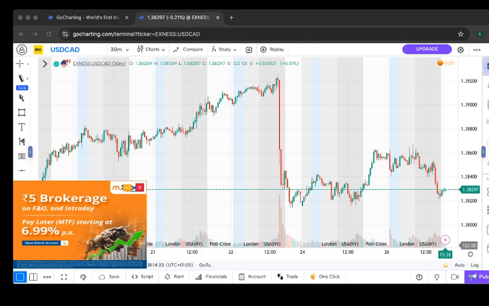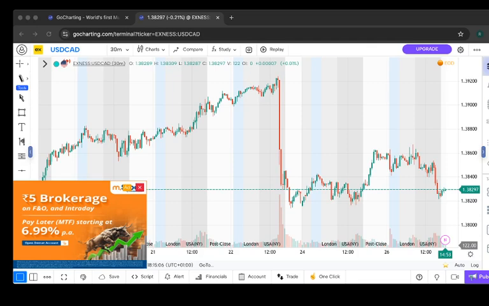Supply and demand is one of the most powerful concepts in trading, especially in trading forex. These supply and demand zones show you where big institutions like banks are likely placing their orders. These zones often cause a strong reversal or a continuation. So now, how do we spot supply and demand zones and apply them to our trading?